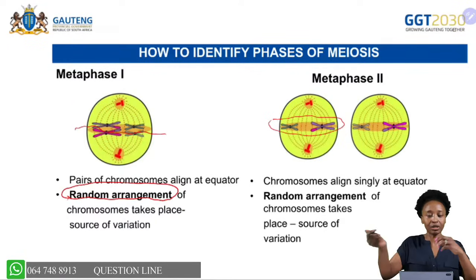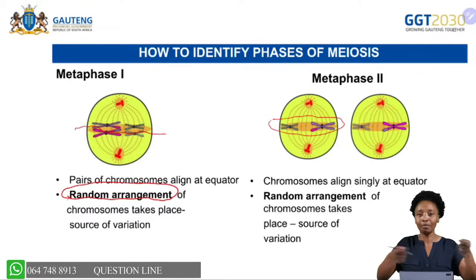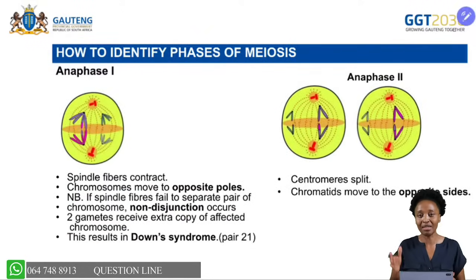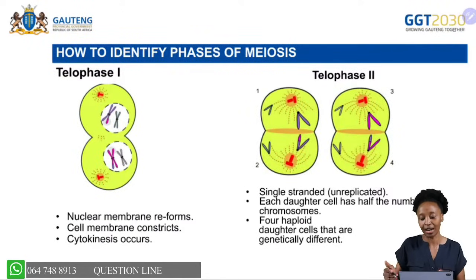They are just drawn by the spindle fibers, which pull them towards the center anyhow. So because of that, that is why we say it leads to what? To variation. Because if I have two cells next to each other and metaphase is taking place, the way the chromosomes are arranged on cell number 1 will definitely not be the same as the way the chromosomes are arranged on cell number 2.